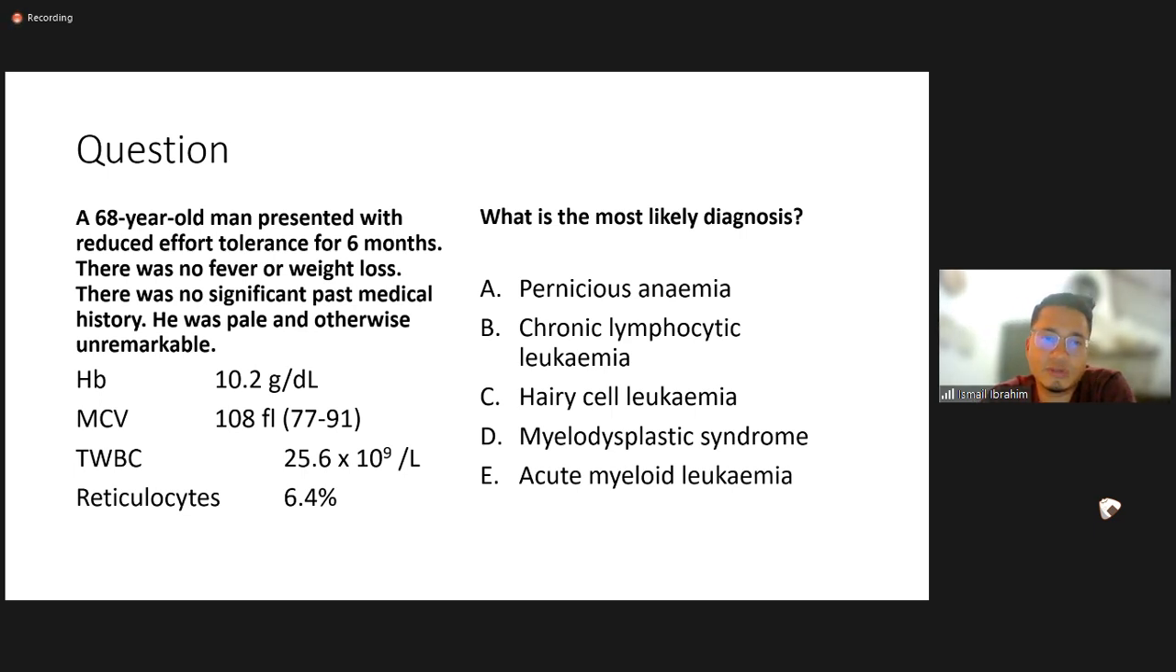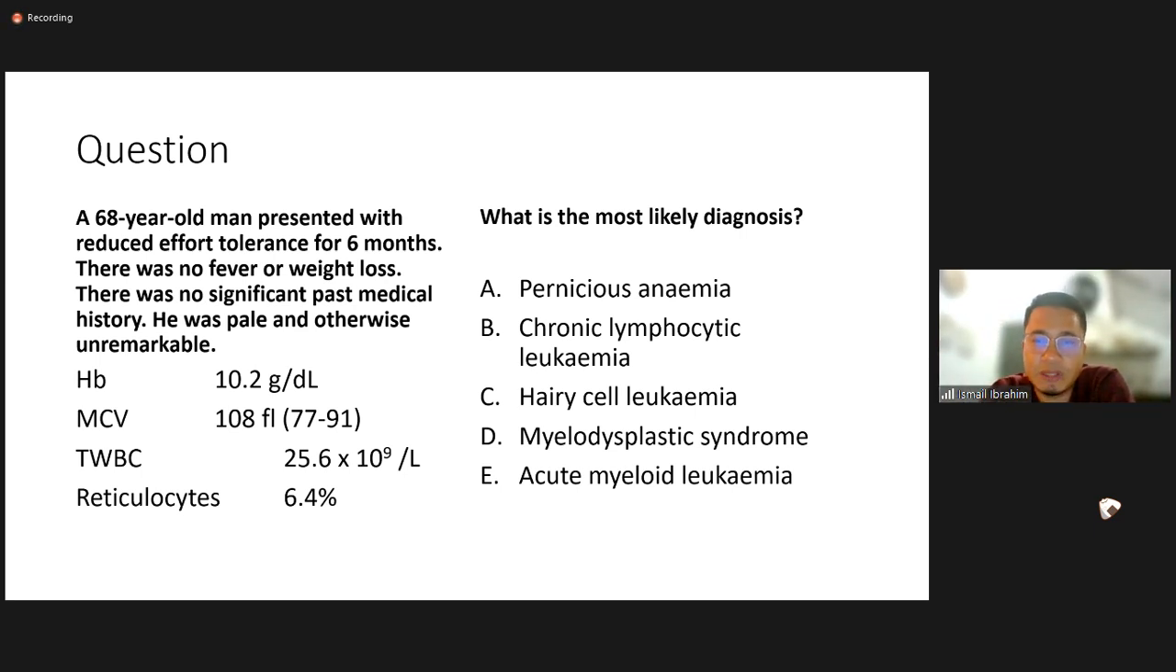A 60-year-old man presented with rheumatoid tolerance, 6 months. There was no fever, no significant family medical history. He appeared pale, but hemoglobin was only 10, MCV of 108, white cell count of 25, and reticulocyte was raised at 6.4. So this is a bit complicated case. Diagnosis is chronic lymphocytic leukemia.